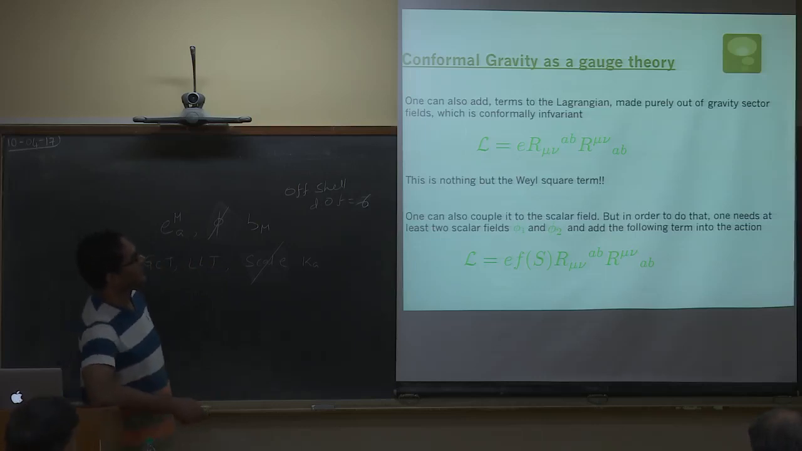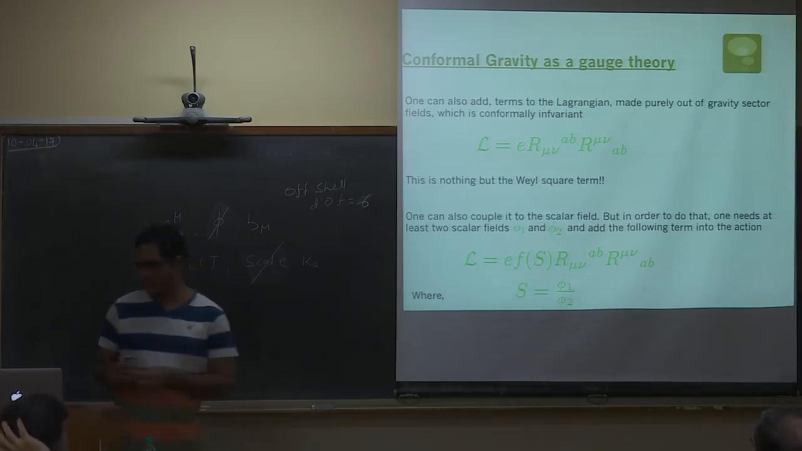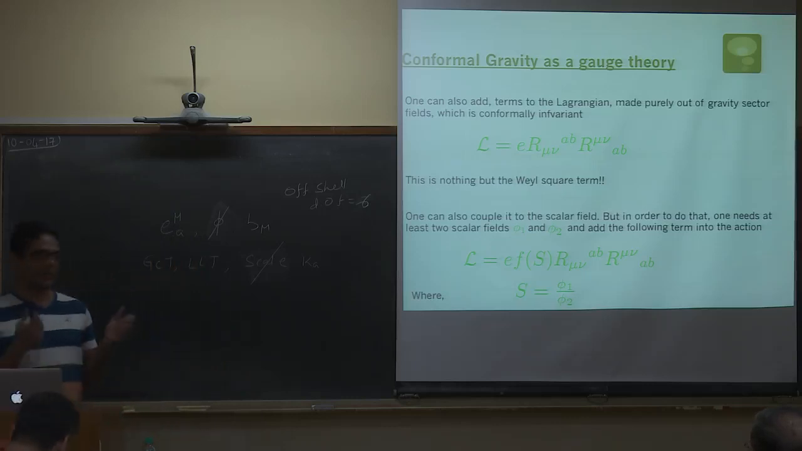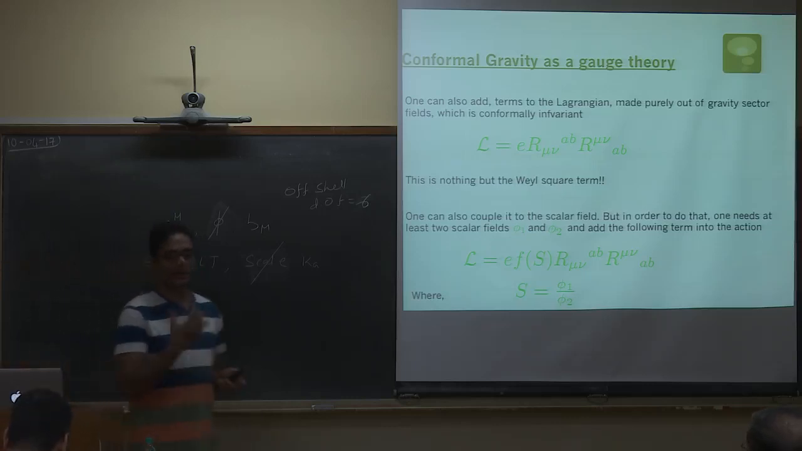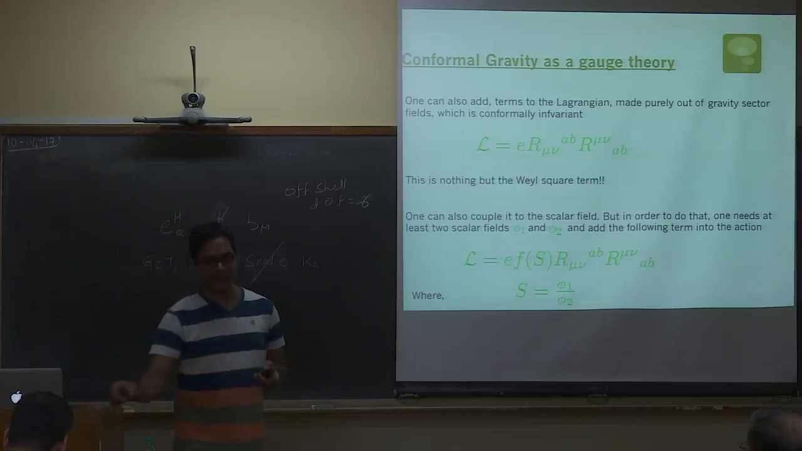Okay, so this is all about conformal gravity. Why is it important? You can write down the theory of Poincare gravity. It's an Einstein-Hilbert term, and if you want to add high derivative terms, you just keep on adding high derivative terms. So why is this important?